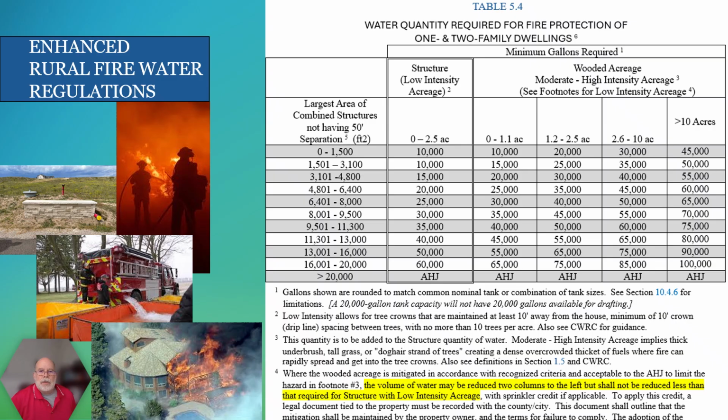Once we establish the square footage area that's going to be applicable to the house, we go to Table 5.4, which is key to starting with establishing what the minimum gallons of water is required for fire protection. So when we look at the table, first column here, we notice the largest area of combined structures not having 50-foot separation. So meaning all those areas that are within the 50-foot encroachment, that total area comes to this table to see where it lands within these ranges.